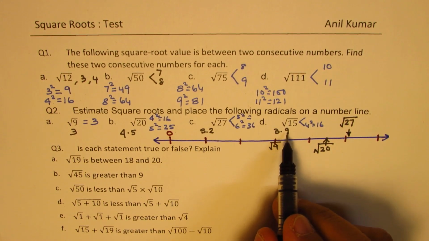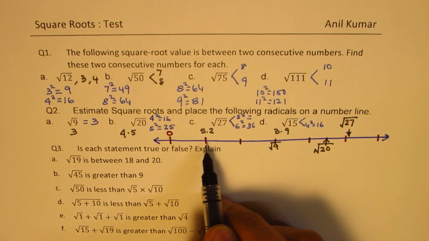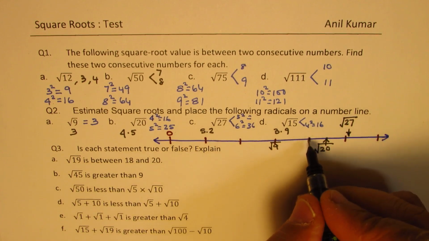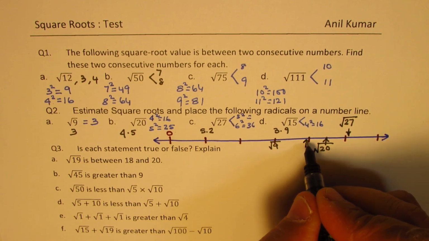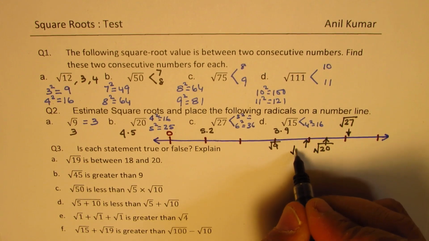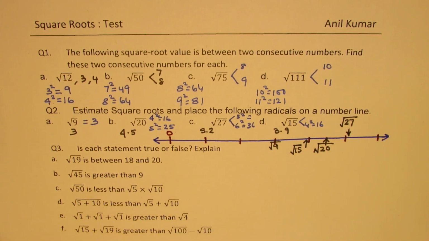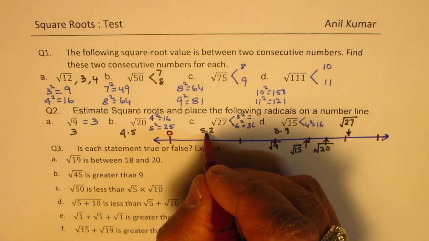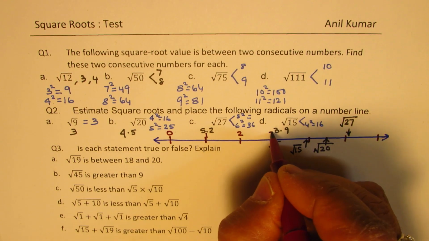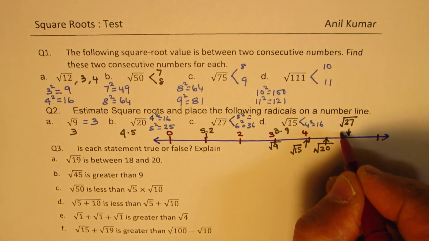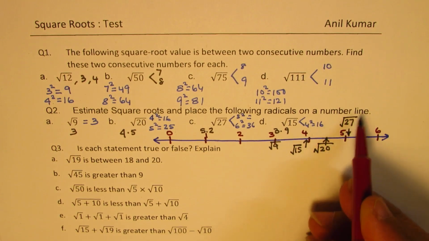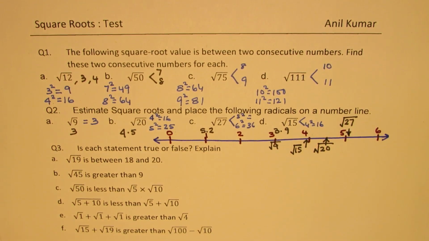Then 3.9 is the value of square root of 15, less than 4, right? So 1, 2, 3, 4. Just less than this value here will be square root of 15. Does it make sense to you? That is how on a number line we can place all our numbers, right? So this is 1, 2, 3, 4, 5, and 6, and the square roots have been placed after estimating each and every point. Does that make sense to you, correct?